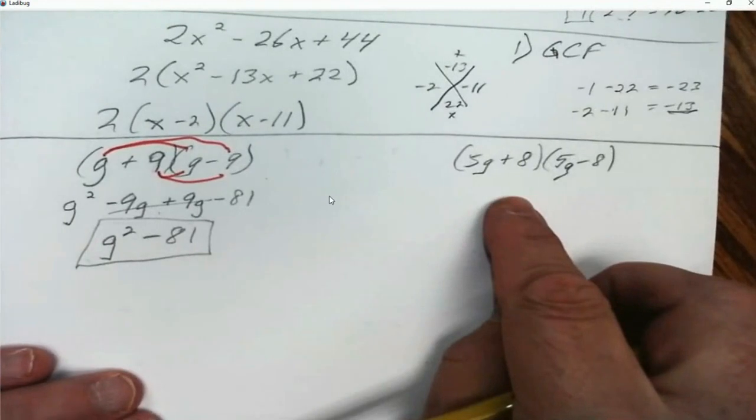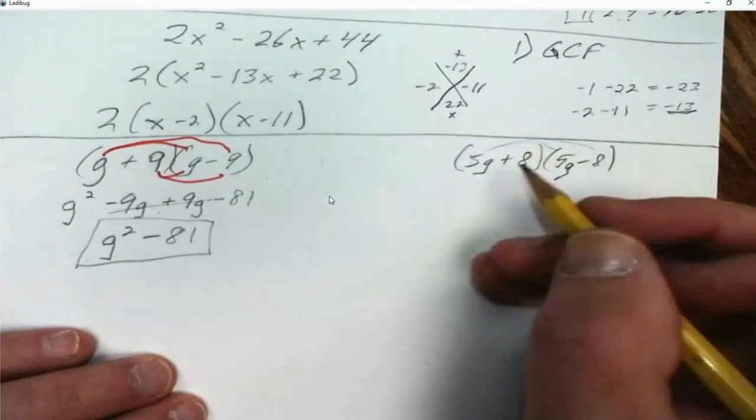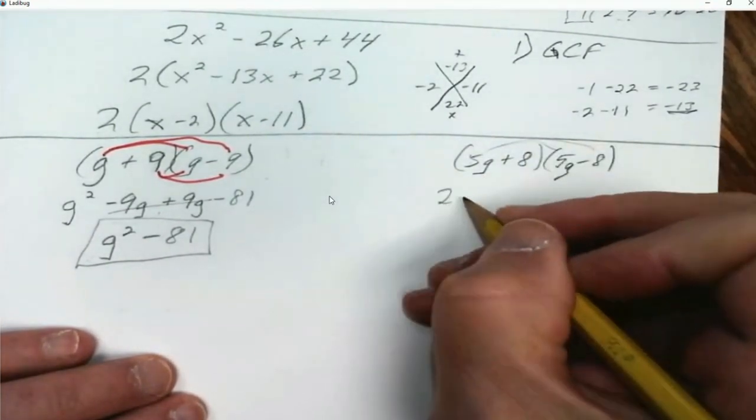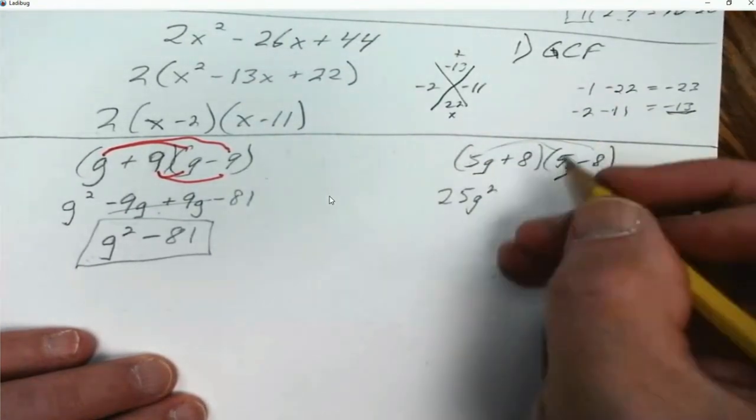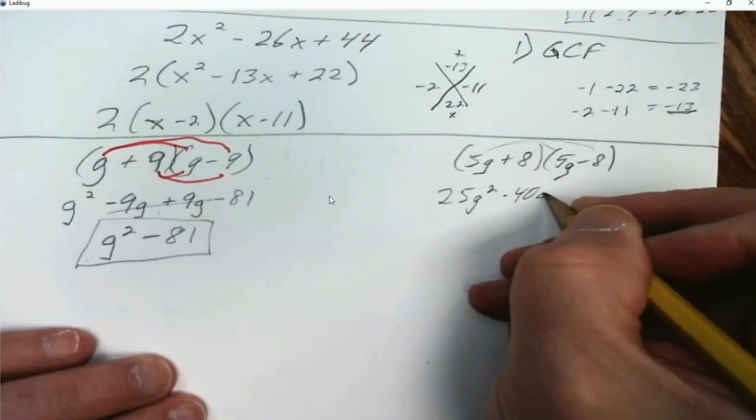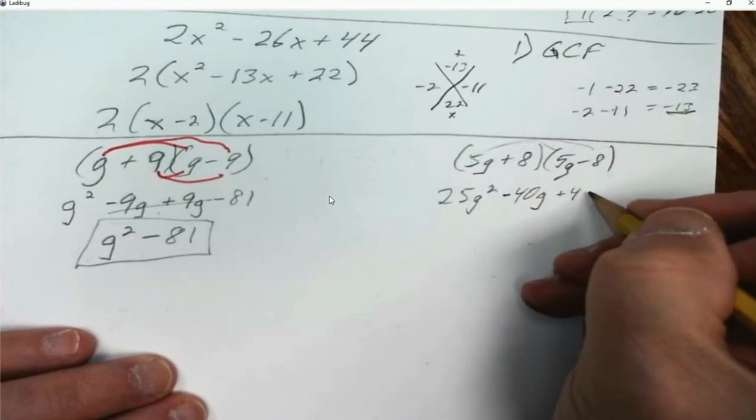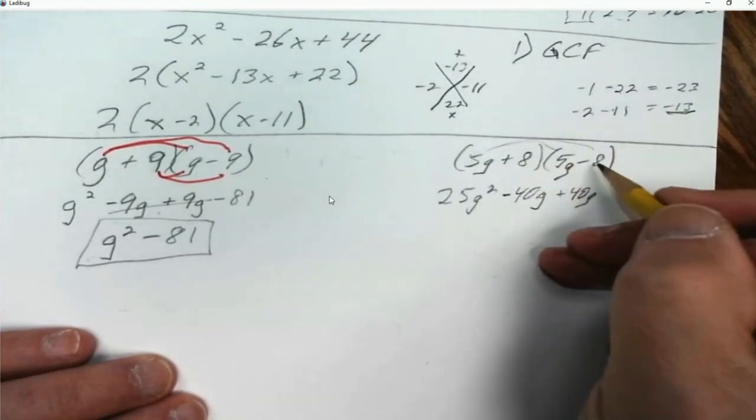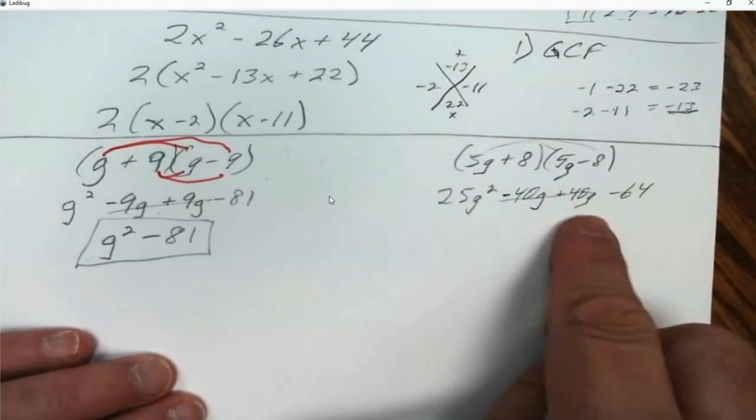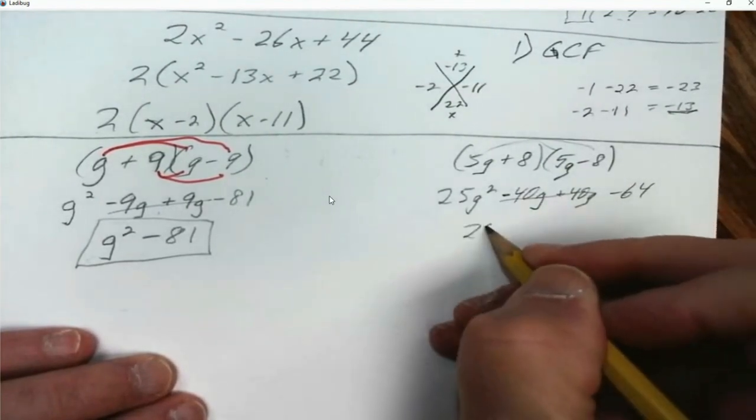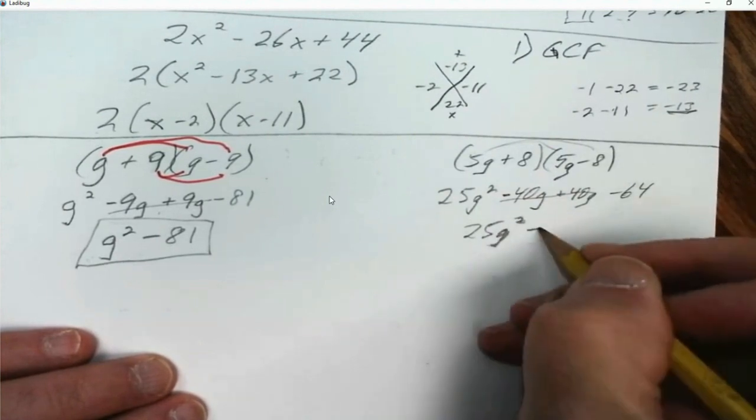All right, let's look at this one. 5G plus 8, 5G minus 8. Distribute the 5G first. 5G times 5G, 25G squared. 5G times negative 8, negative 40G. Now 8 times 5G is a positive 40G. 8 times negative 8, negative 64. Again, simplify. Again, these cancel out in the middle. 25G squared minus 64.